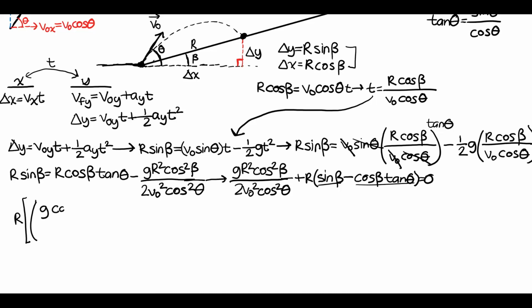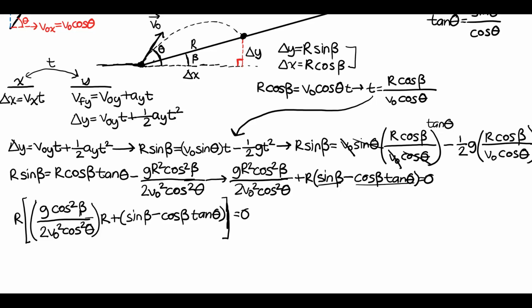R times the quantity g cosine squared of beta over 2v0 squared cosine squared of theta times R, plus sine beta minus cosine beta tangent of theta, equals 0. So as a result, we get R equals 0.